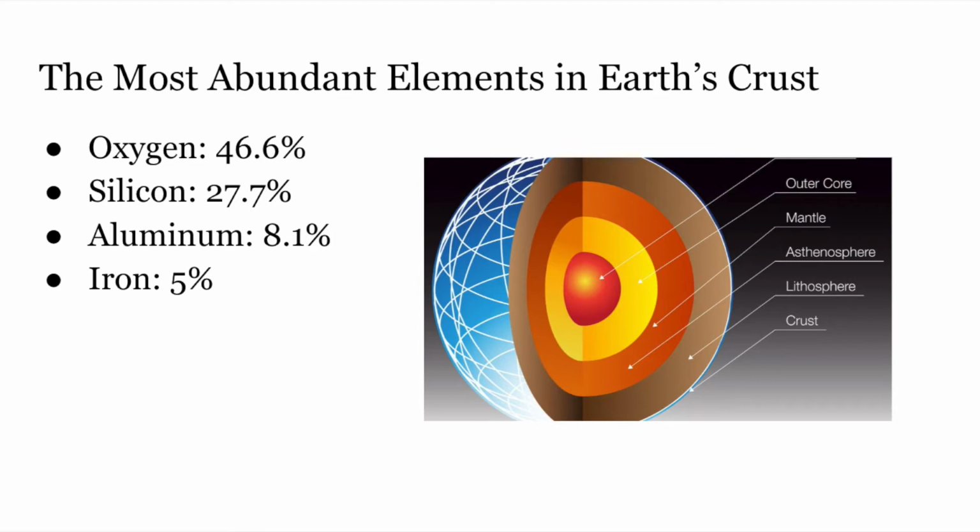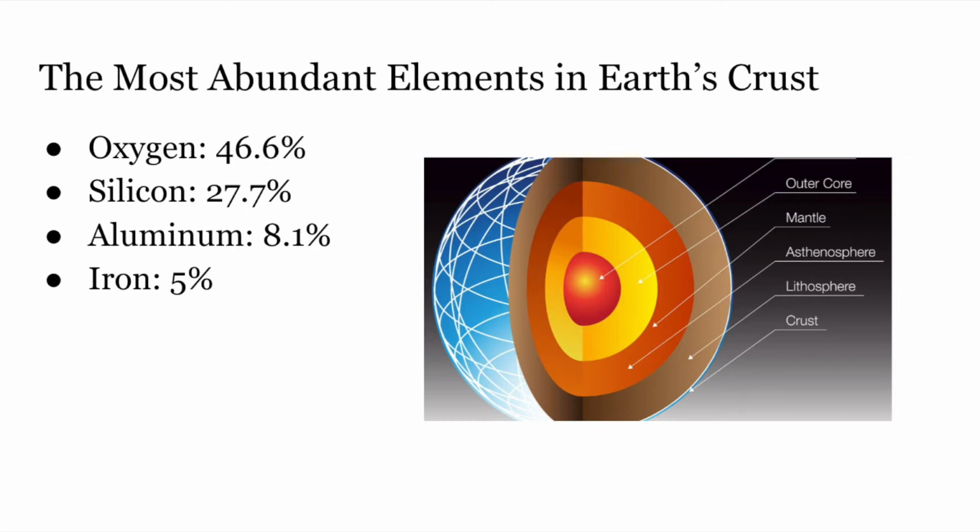The most abundant elements in the Earth's crust are oxygen, silicon, aluminum, and iron. Oxygen is the most abundant element in the Earth's crust, making up 46.6% of it. It exists as a major compound of the silicate minerals, where it combines with other elements. It also exists as a compound in carbonates and phosphates. Oxygen has industrial, medical, and commercial purposes.